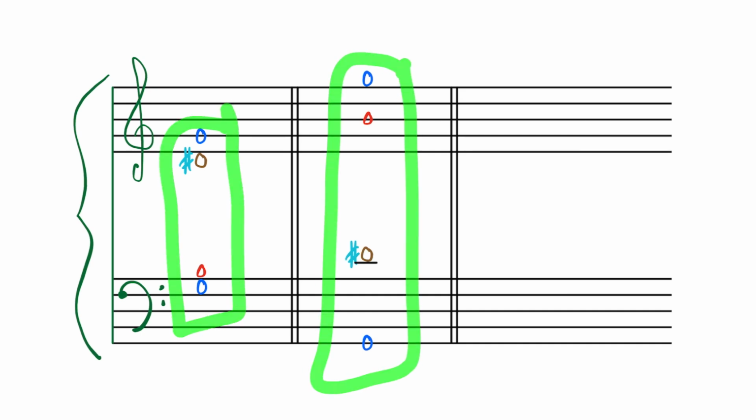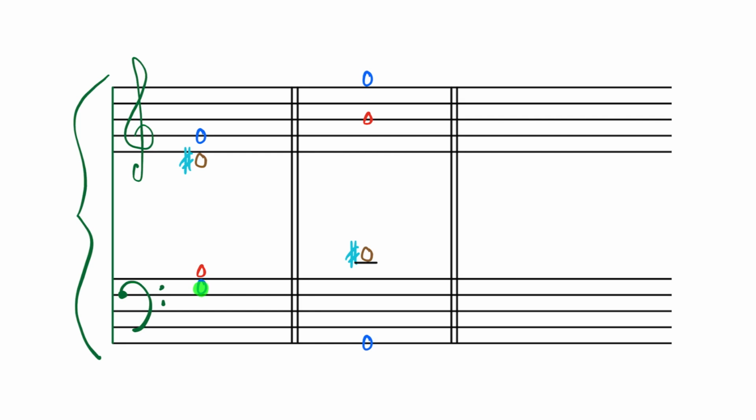This is closed position because, again, check this out. I've got my root here. The next available member is right there as I go up. I'm going to be looking for a D sharp above middle C, which is exactly what I have here voiced on the treble line. And then above that, I've just gone ahead and doubled the root again. But again, it's the next available member as I ascend. So that makes this all closed position.